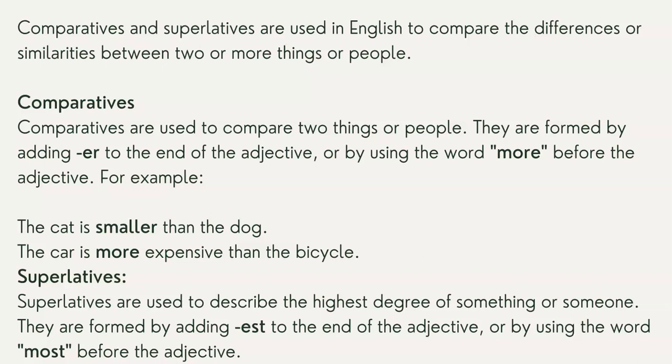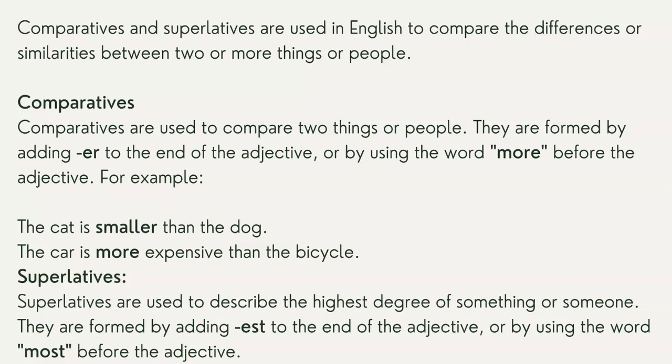Comparatives are used to compare two things or people. They are formed by adding -er to the end of the adjective, or by using the word more before the adjective. For example, the cat is smaller than the dog. The car is more expensive than the bicycle.